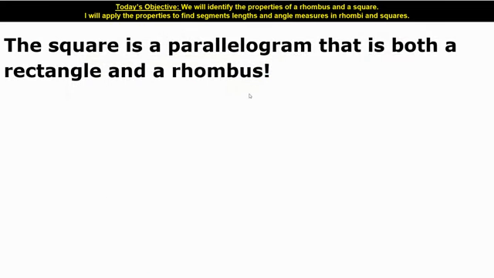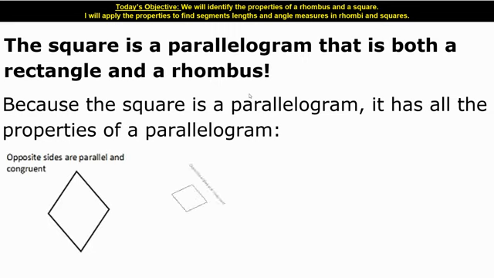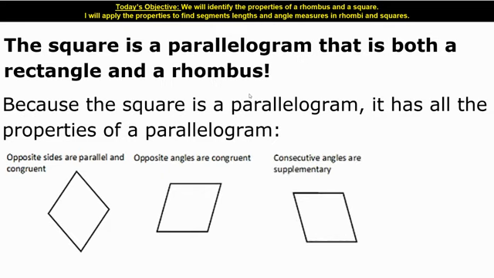Let's move on to a square. The square is a parallelogram that is both a rectangle and a rhombus. So because the square is a parallelogram, just like the rectangle and just like the rhombus, it will have all of the properties of the parallelogram. Opposite sides will be parallel and congruent. Opposite angles are congruent. Consecutive angles are supplementary. And diagonals bisect each other.